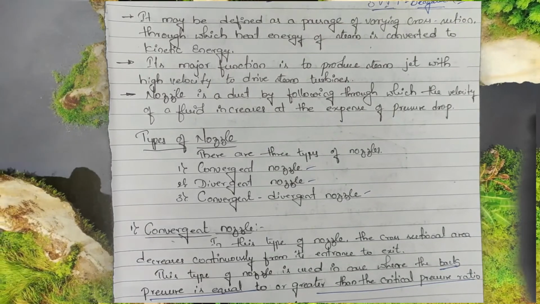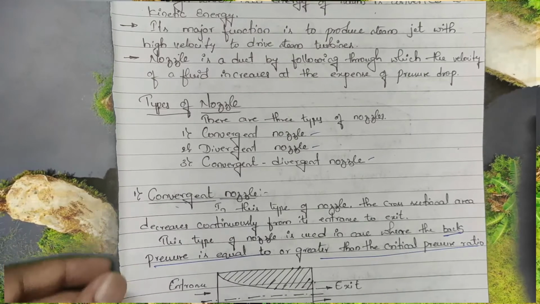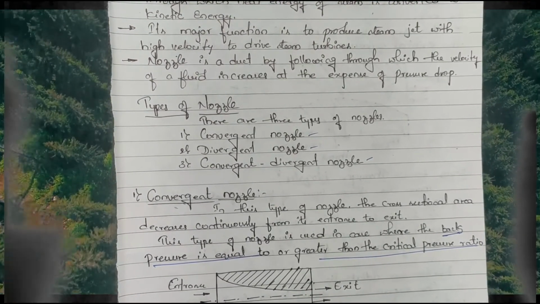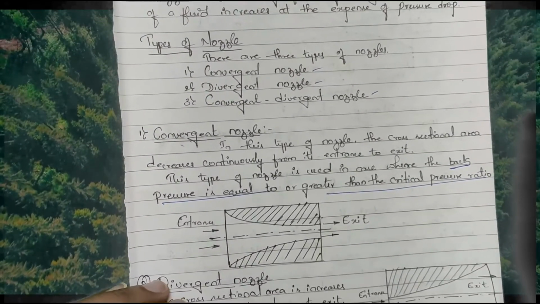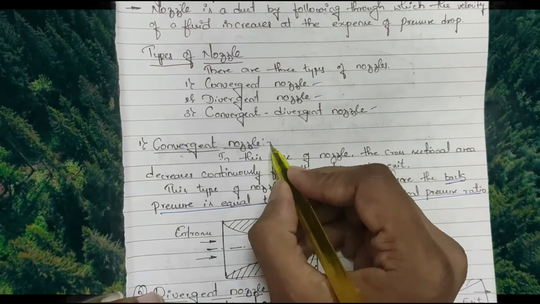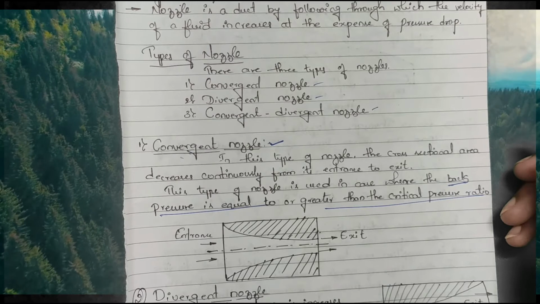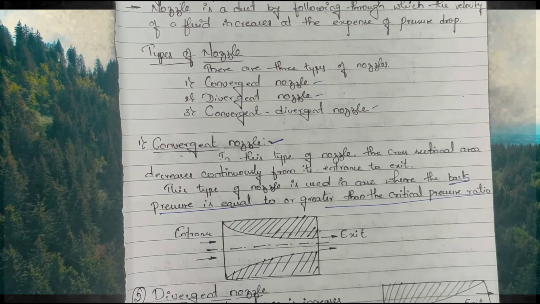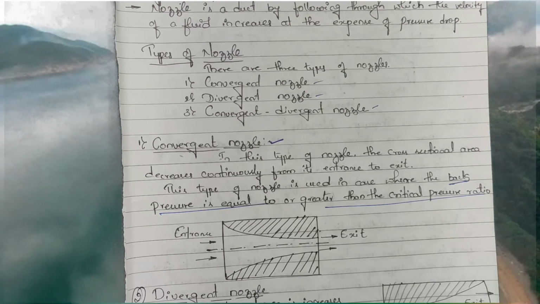There are many types of nozzle. There are three types: the convergent nozzle, the divergent nozzle, and the convergent-divergent nozzle. So what is a convergent nozzle? You can observe the convergent nozzle here. The main thing to remember is that the area gradually decreases from the entrance of the nozzle to the exit of the nozzle.